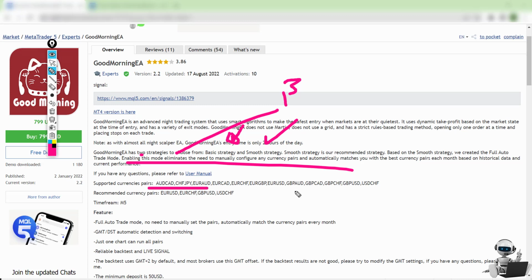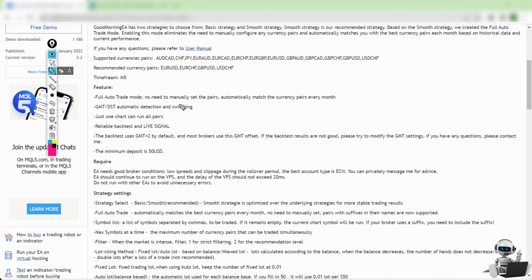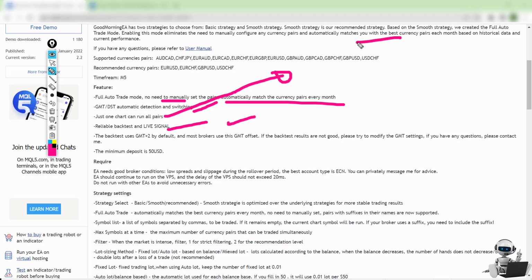You can see we have supported pairs, but I recommend only using the recommended ones, because the other pairs might need more testing and more data. So for the future, you can see there is no manual involvement, it is all automatic: automatic match for currency, and GMT is automatic time. You don't need to adjust any time of GMT. We have a reliable backtest and signal, that is true. All you need to do is run the EA on one chart and it will trade automatically, and this is good for $50 or a small account.